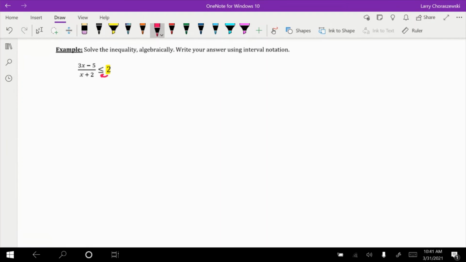And so what I'm going to do is subtract 2 over to the left. And when I do that, I'm going to write it as 2 over 1. Anybody have an idea as to why I wrote it as 2 over 1 versus just 2?